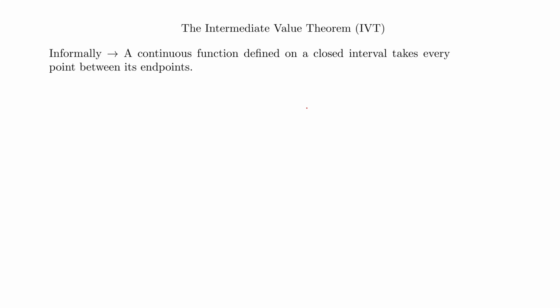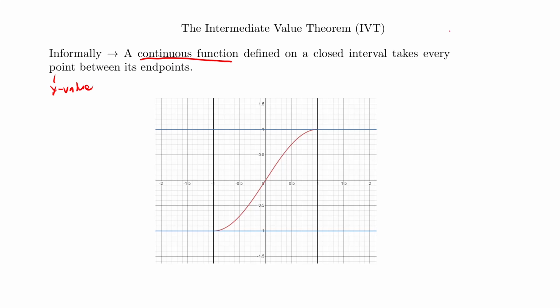So really, this is going to state something that, at least on the surface, appears to be very obvious. It states that a continuous function, when it's defined on a closed interval, is going to take every point between its endpoints. And when we say every point, we're talking about the y values of a function. So let me look at an example so that you understand what's going on.